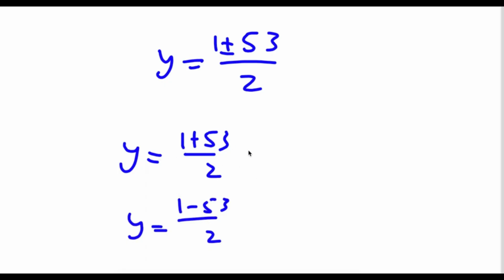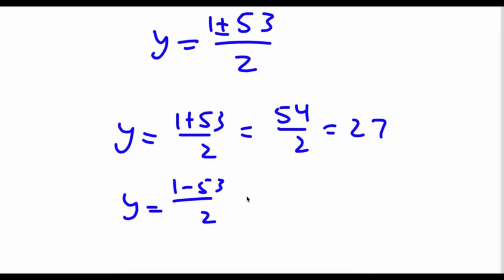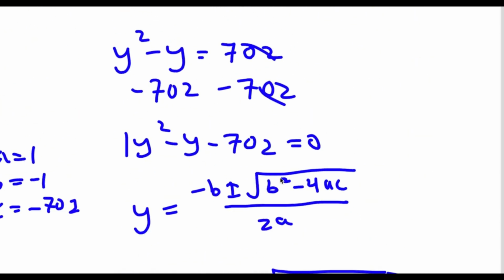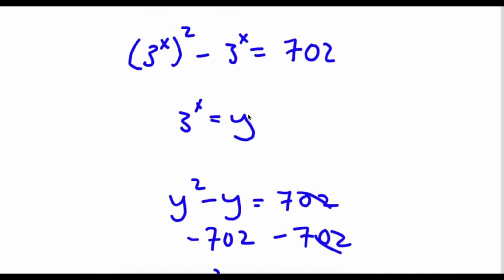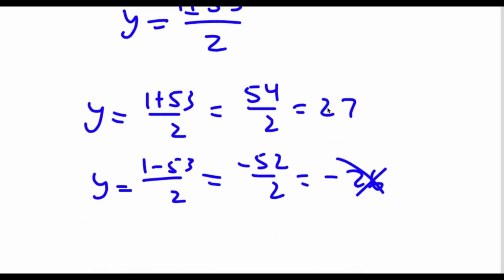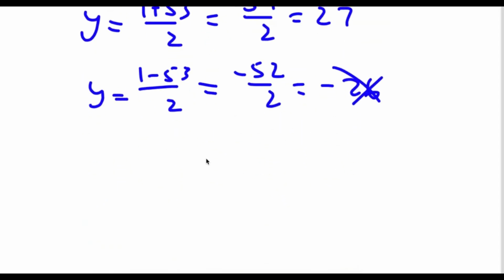So for y equals 1 plus 53 over 2, 1 plus 53 is 54. So I have 54 over 2, which is equal to 27. And for 1 minus 53 over 2, 1 minus 53 is negative 52 over 2, which is equal to negative 26. And this is rejected because we set y equal to 3 to the power of x, and you can't take the power of a positive number and make it negative. So that's why negative 26 is rejected. So our only value of y is 27.